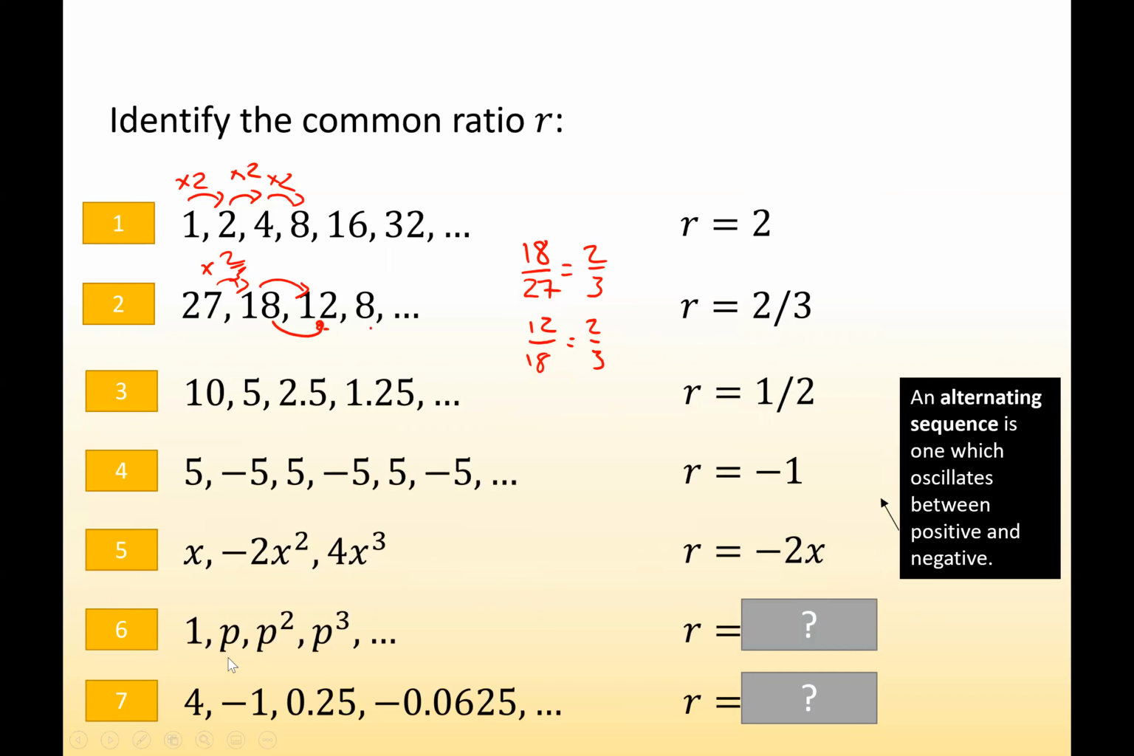Question 6, a little bit simpler. We're just multiplying by p every time. And then the last one, we are multiplying by -1/4.